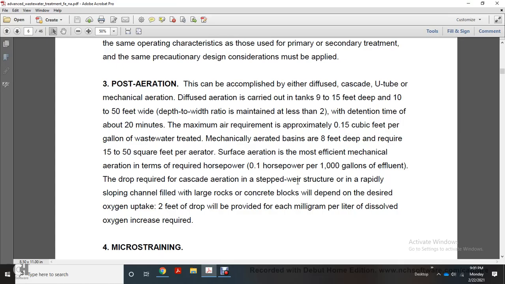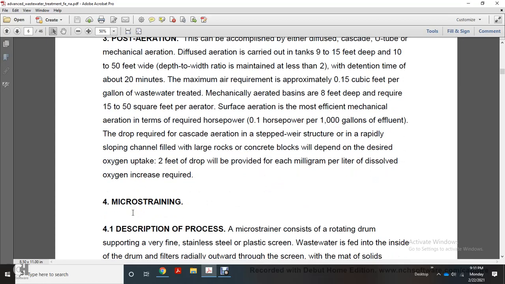Surface aeration is most efficient. Mechanical aeration requires 0.1 horsepower per 1,000 gallons of fluid. Drop required for cascade aeration: step weir, counter structure, and a rapidly sloping channel filled with large rocks or concrete blocks will depend on the desired oxygen uptake. Two feet of drop will provide each milligram per liter of dissolved oxygen increase required.